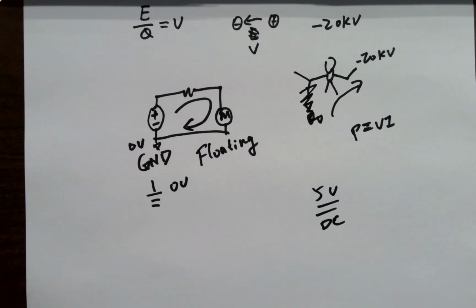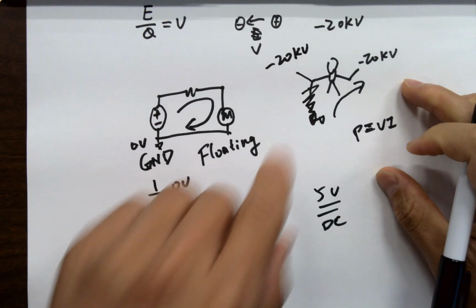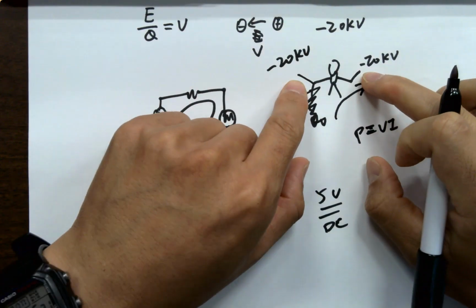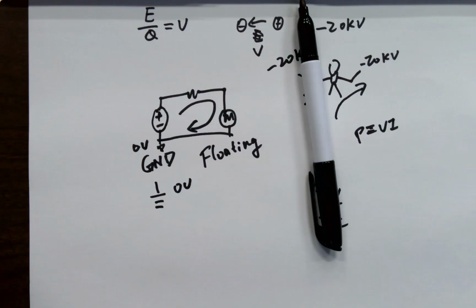So ideally, theoretically, I can grab 2 points. They are both minus 20 kV. I can grab them at exactly the same time, theoretically. Am I going to be fine? Why? There's no difference. No current, no potential difference, right? So there's no potential difference to drive the current from one end to the other. Okay, no current.